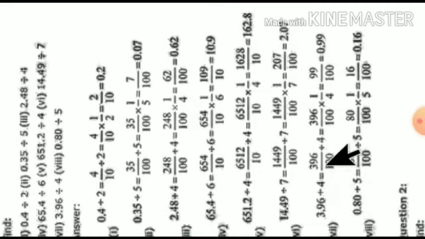3.96 divided by 4 equal to 396 upon 100 divided by 4 equal to 396 upon 100 into 1 upon 4. So divide 396 by 4, you will get 99 upon 100 equal to 0.99. 0.80 divided by 5 equal to 80 upon 100 divided by 5. So divide will become multiply and 5 will become 1 upon 5. So this 80 divided by 5 will be 16. So 16 upon 100 equal to 0.16.